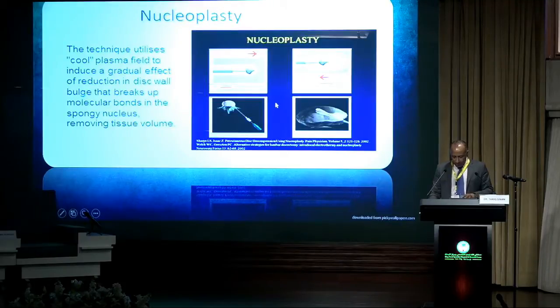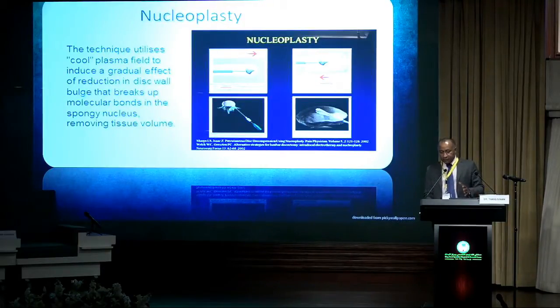Now, I'm going to talk about nucleoplasty. There is a reason why I'm talking about nucleoplasty. It's basically using a cool plasma field to evaporate part of the nucleus, to shrink part of the nucleus, in order to help the disc protrusion go back to the way it was. It has, of course, a limited indication. It's for contained disc, a disc that is not reduced in height by more than 50%, and is not occupying more than 1/3 of the canal. For contained disc, nucleoplasty is very good as a treatment for percutaneous decompression.